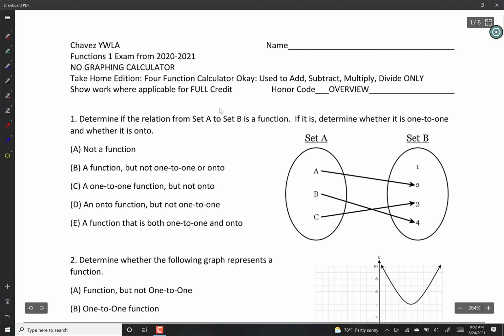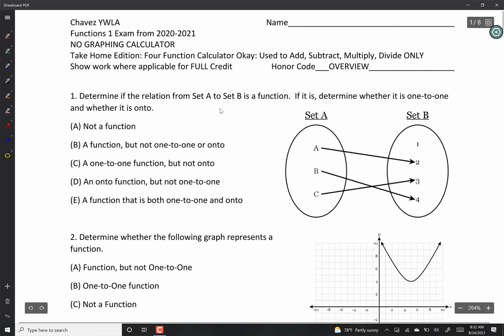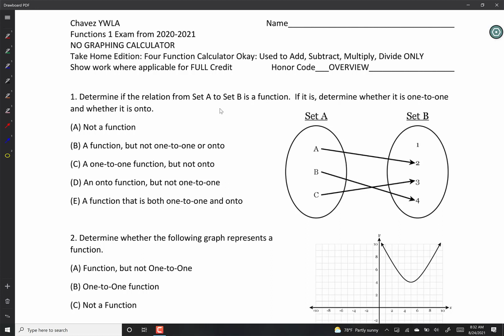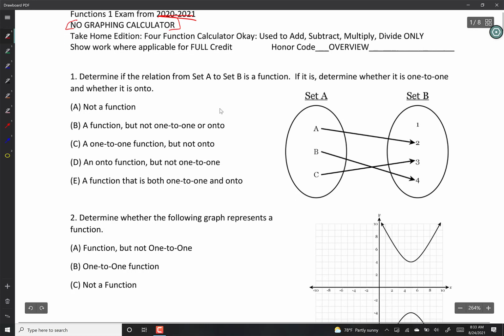All right, guys. So what we're looking at here is the exam from 2020, 2021. When was that? Was that last year? Yeah. So you're looking at the exam from last year. No graphing calculator. Hopefully all of them did it without a graphing calculator. And because it was a take-home exam, I went ahead and allowed a 4-function calculator to add, subtract, multiply, divide. Usually I don't allow that during class, but maybe we can make an exception.